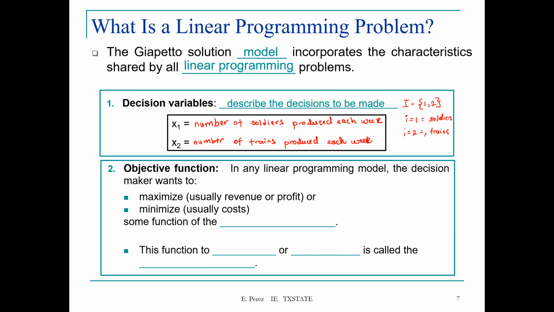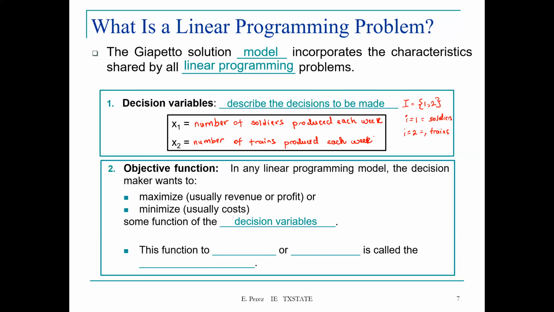The second part of a linear programming model is what is called the objective function. In any linear programming model, the decision maker wants to do one of two things: maximize something or minimize something. When we are maximizing, usually it is something related to revenue or profit. When we look at minimization, we are usually minimizing the cost.